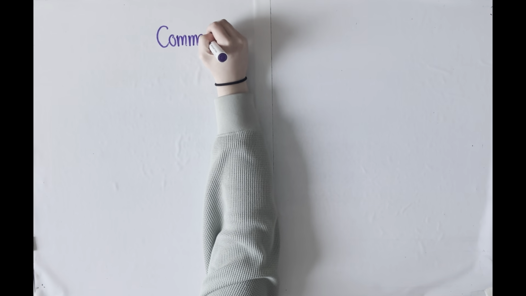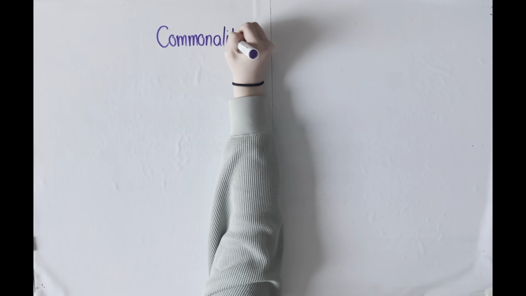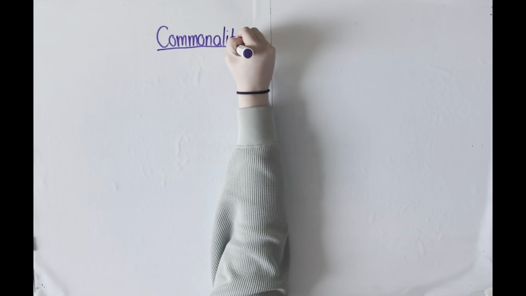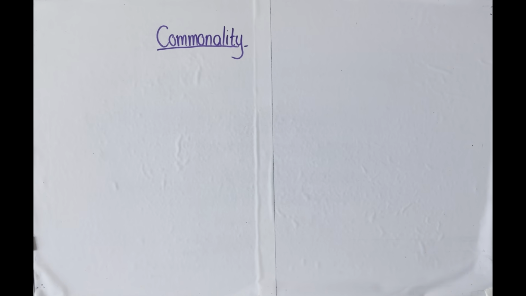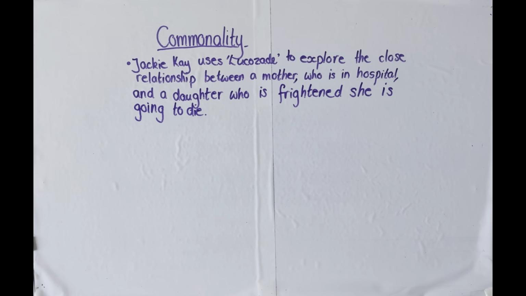And then your first bullet point has to be about the poem that is in front of us, which in this case is Lucozade, and specifically how it relates to relationships. So we're going to write, Jackie Kay uses Lucozade to explore the very close relationship between a mother who's in hospital and a daughter who is frightened she is going to die. So we've explained exactly what the relationship is.